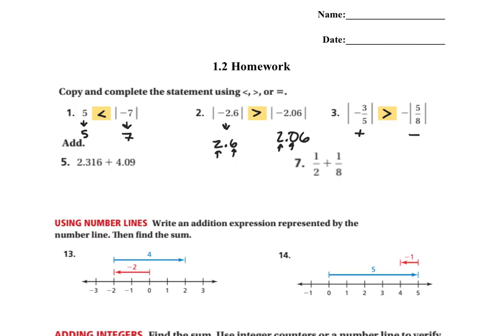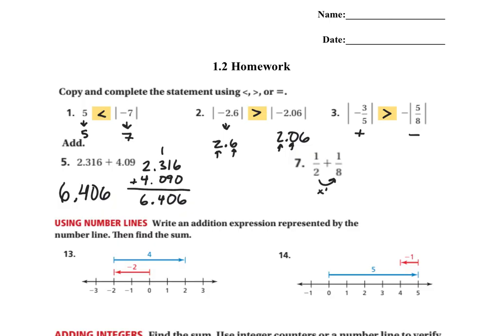All right, for 5 and 7, I'm just adding. So the important thing for adding here is making sure our place values are all lined up. I have 4.09. Notice I'm still missing something that goes in the thousands place, so I'm just going to insert a 0 there. And then I can add: 6 plus 0 is 6. 1 plus 9 is 10. 3 plus 1 plus 0 is 4. That's where my decimal point goes. So my answer is 6.406.